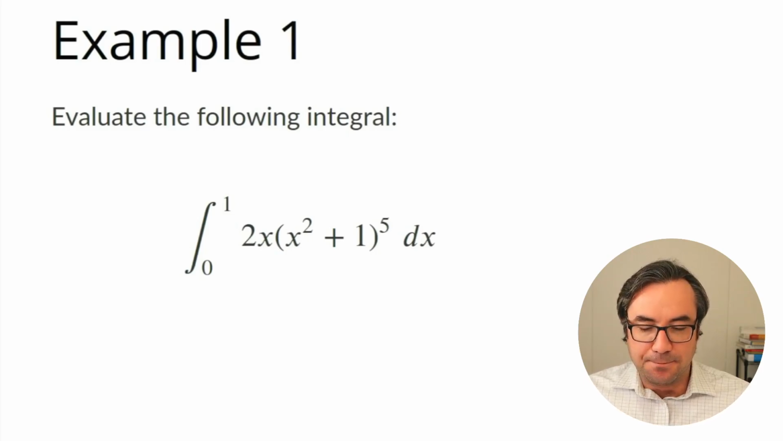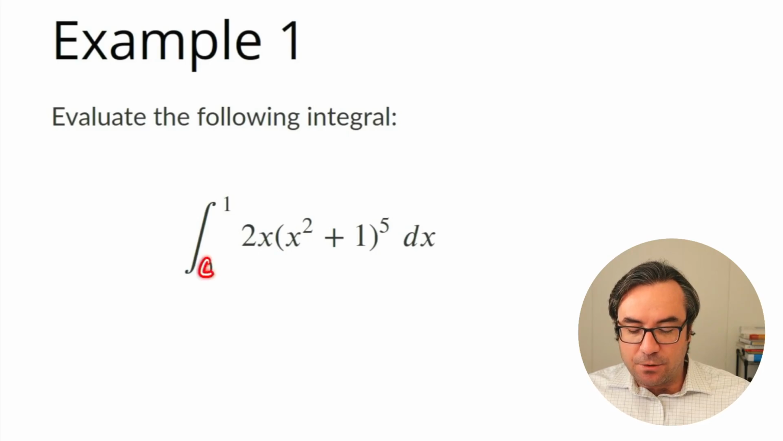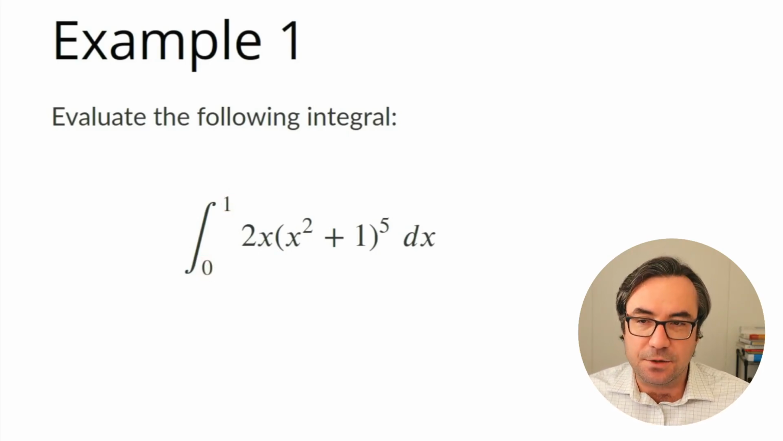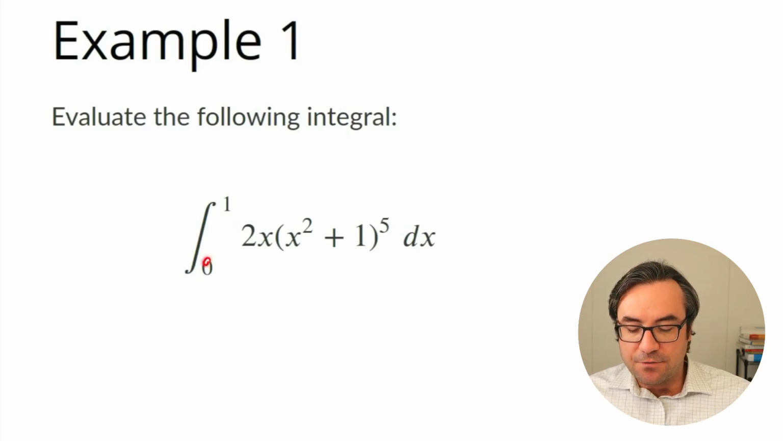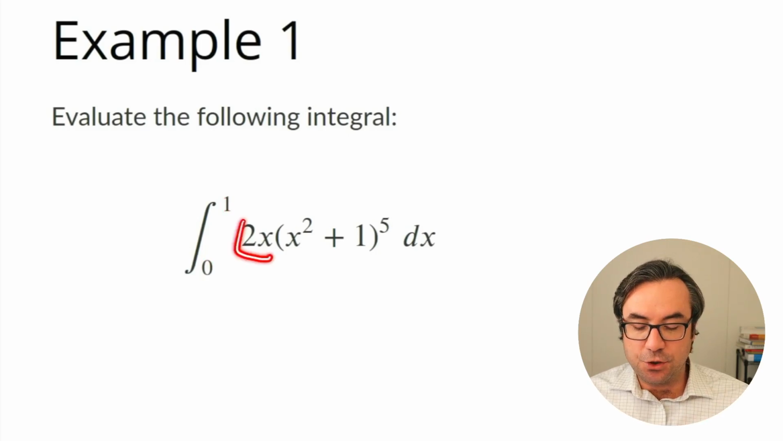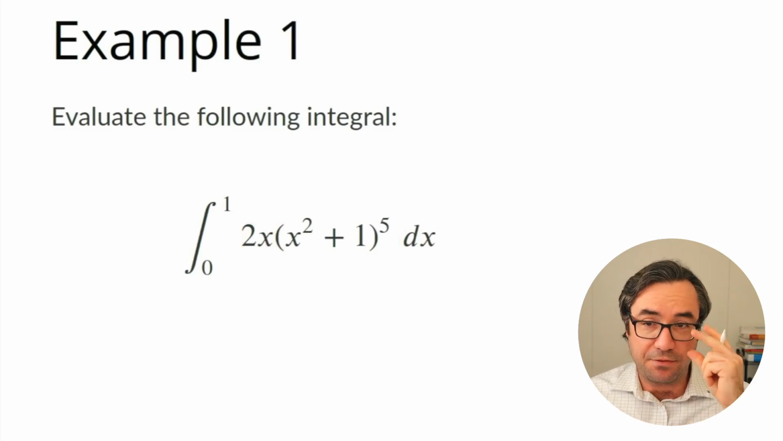All right, so what do we got here? We got this definite integral. We know it's a definite integral because it has these limits of integration on the integral sign. So we're integrating from 0 to 1. And the function we're integrating here is 2x times (x squared plus 1) raised to the power 5.